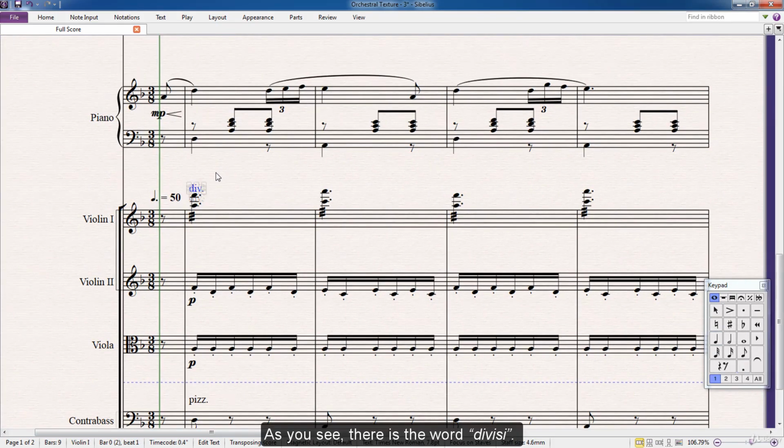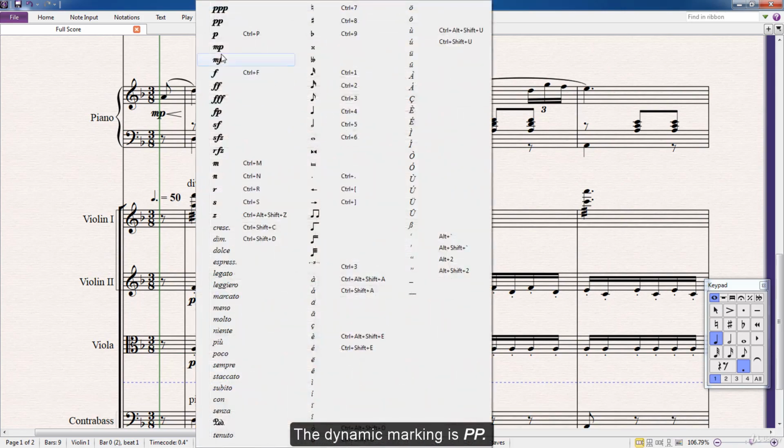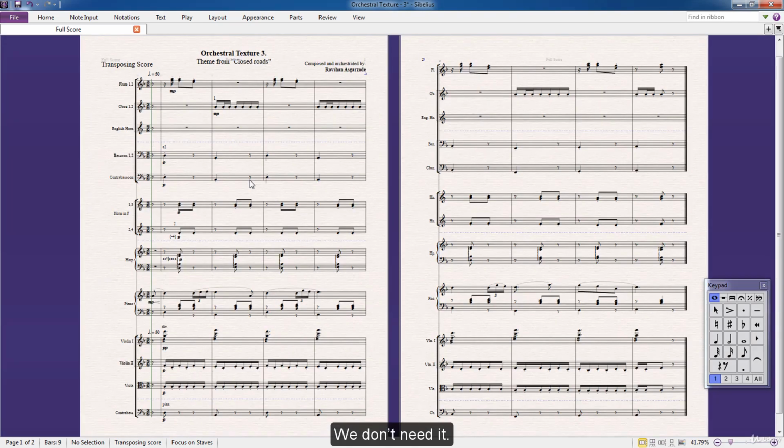As you see, there is the word divisi. It means that first violins will divide in two groups, where 8 players will play higher notes, the other 8 players lower notes. The dynamic marking is pianissimo, because violins take the harmony in higher register with tremolo. If I write piano or mezzo piano, they will sound louder than the melody. We don't need it.